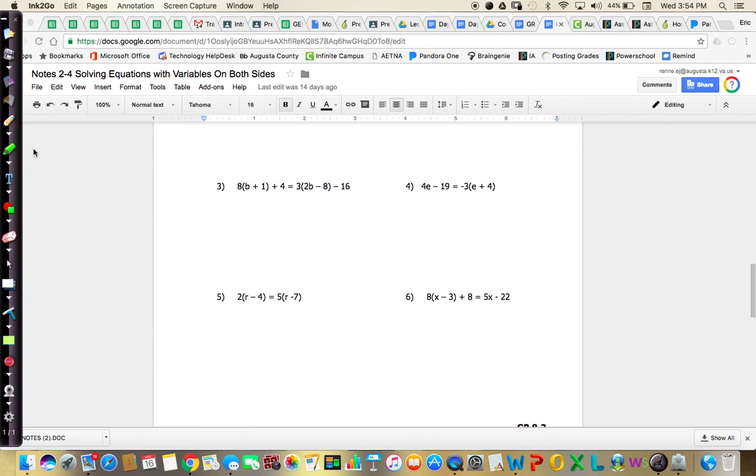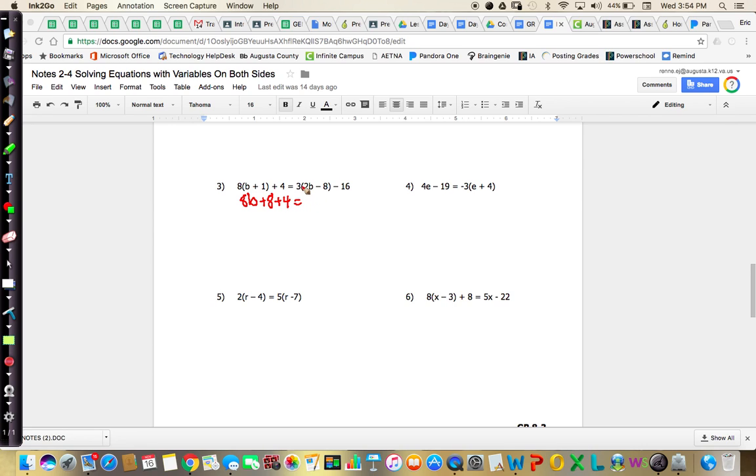Okay. Now this one is going to look just a little bit different, because now when we distribute, after we distribute, we're going to have something that comes after it. So 8 times b. Now remember we talked about this. If there's no coefficient for a variable, then we can assume there's a 1 there. So this is 1b. So 8 times 1b is 8b. And 8 times 1 is 8. And then after we distribute, now we've got to put that plus 4 equals.